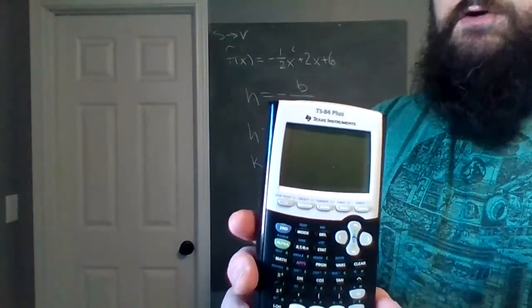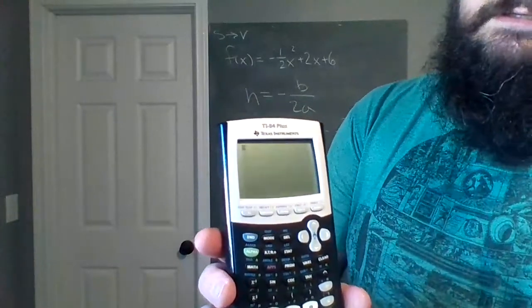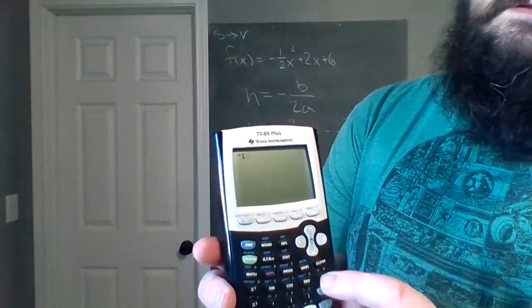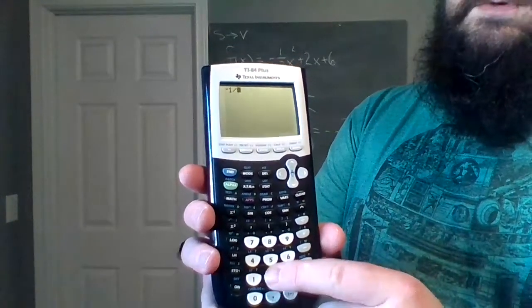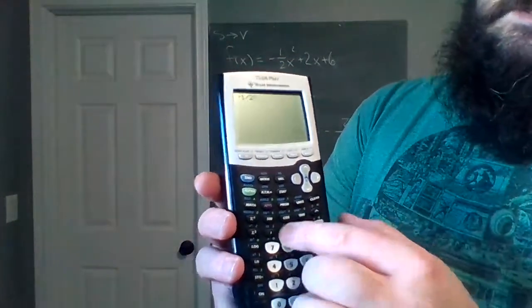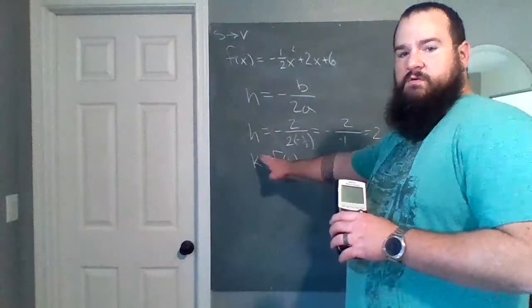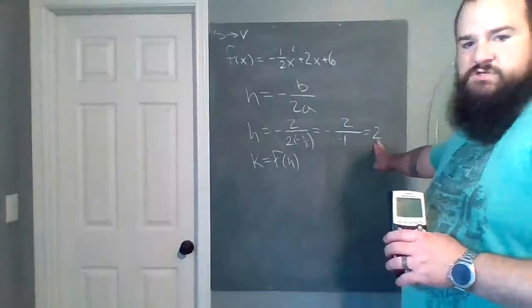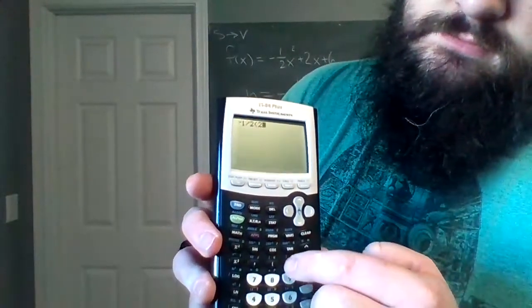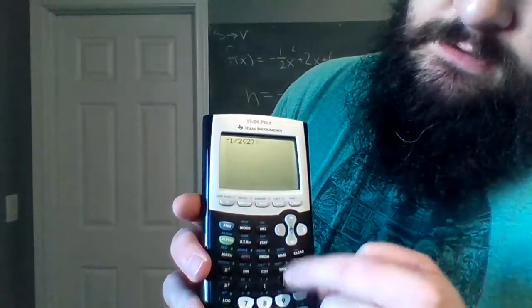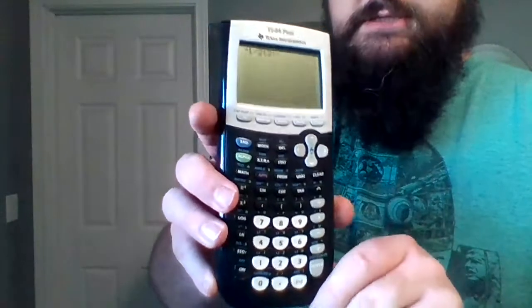So, our function is negative 1/2 x squared. There's a lot of ways we can do this. So we have negative 1 divided by 2, times, now instead of x, we know our h value needs to be 2. Close it. And to do squared, we can use this button right here that says to square.